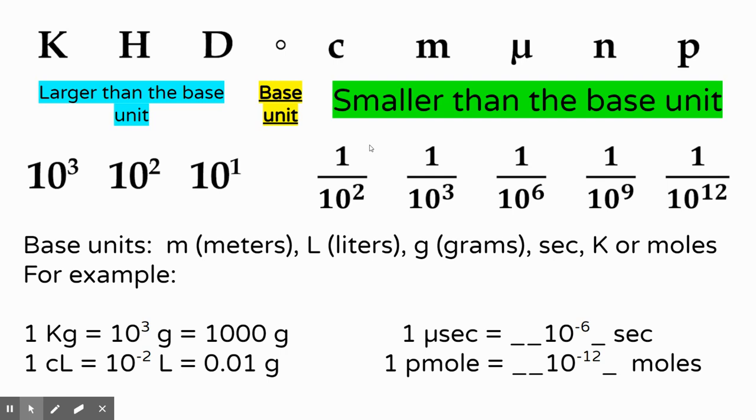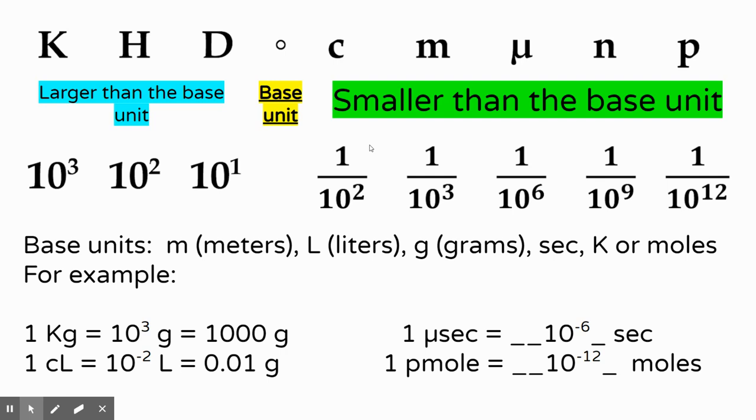So kilo, hecto, and deca are all larger than the base unit. Centi, milli, micro, nano, and pico are all smaller than the base unit. Remember again, base units are meters, liters, grams, seconds, Kelvin, or moles. So for example, 1 kilogram is equal to 10 to the third grams, which is 1,000 grams. 1 centiliter is equal to 10 to the minus 2 liters, which is 0.01 liters. So 1 microsecond would be equal to 10 to the minus 6 seconds, and 1 picomole would be equal to 10 to the minus 12 moles.